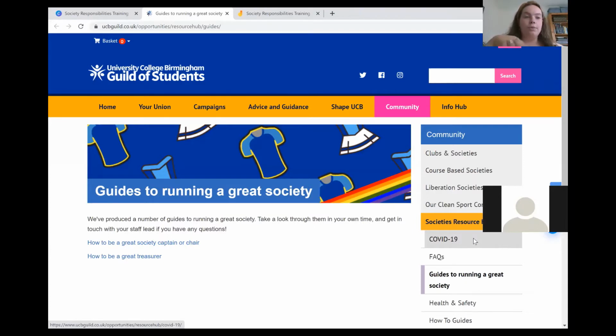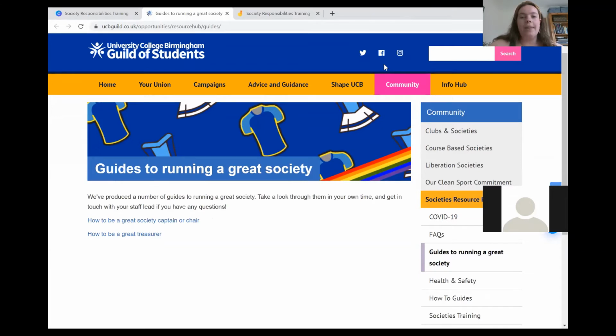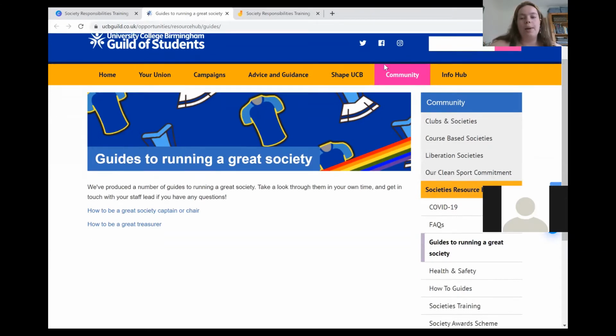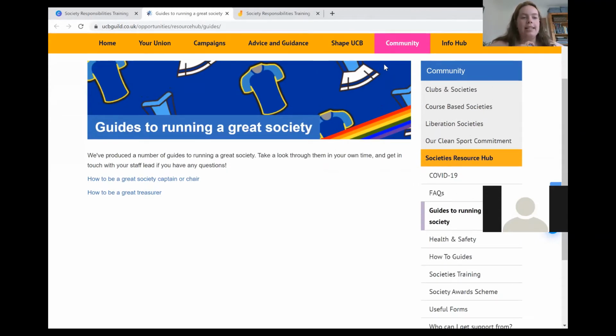So on the Guild website, first off, we'll talk about society lead or president, club captain, chair. We have a page called Guides to Running a Great Society, under the Societies Resource Hub. It's one of the tabs in the drop-down list, and there are 2 documents there. The first is How to be a Great Society Captain or Chair, and the second is How to be a Great Treasurer. They're there for you to access, have a read through, and make sure you're aware of what your responsibilities are. We're briefly going to go through them today.